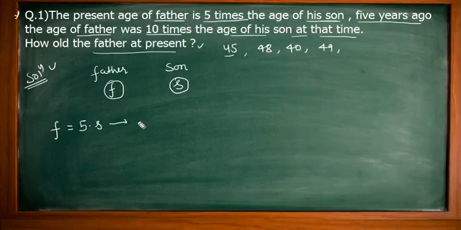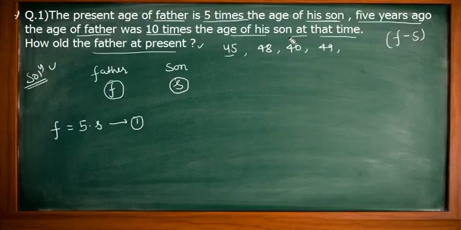Okay, this is your equation 1. And 5 years ago means F minus 5. And suppose there will be 5 years hence, so it will be F plus 5. That's why I have cleared all these terms before this question.